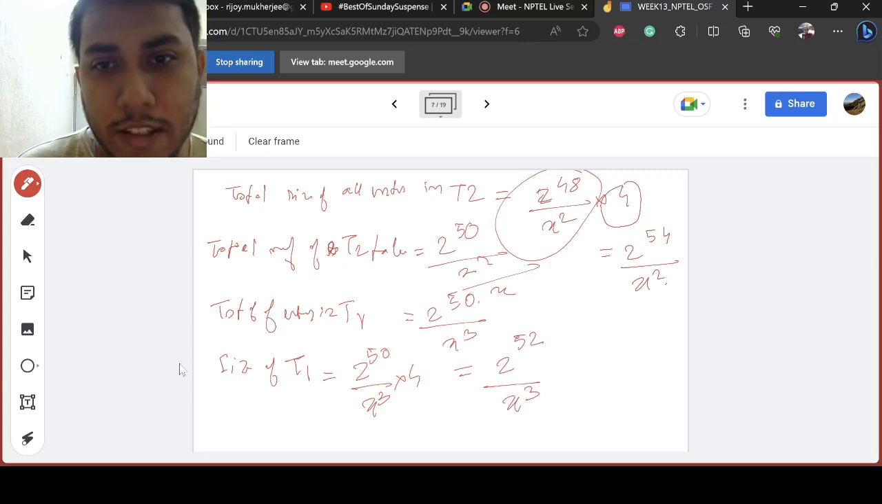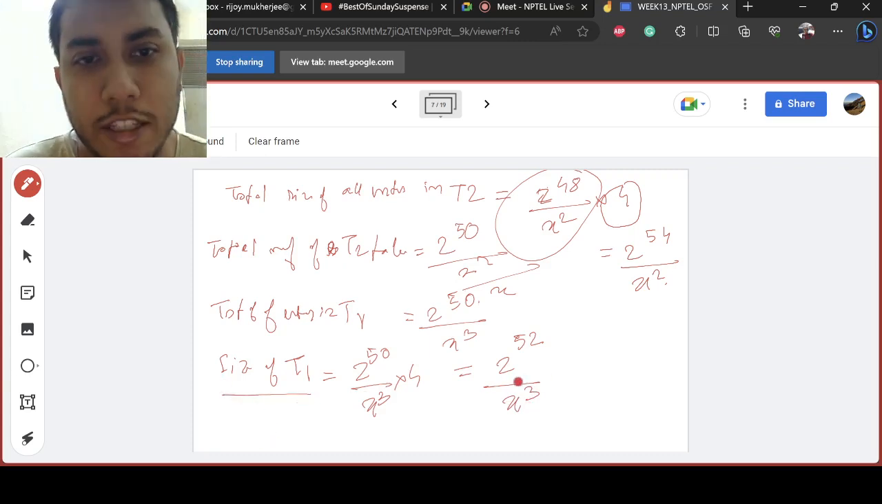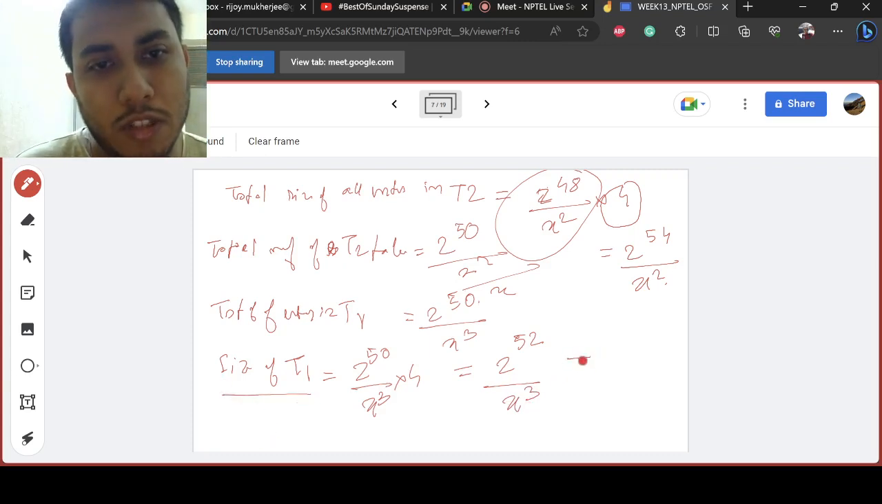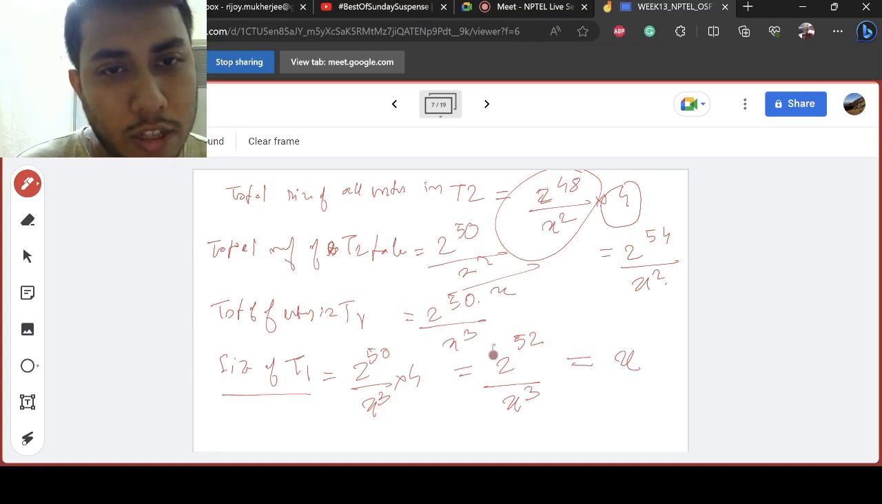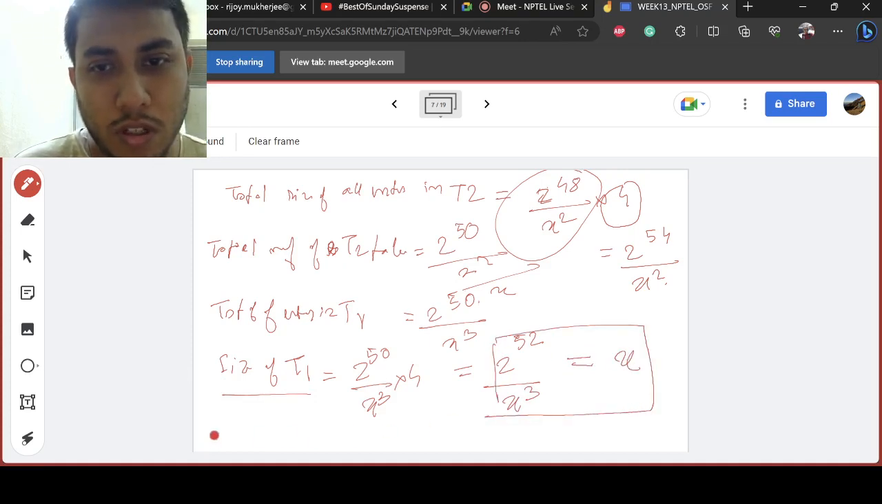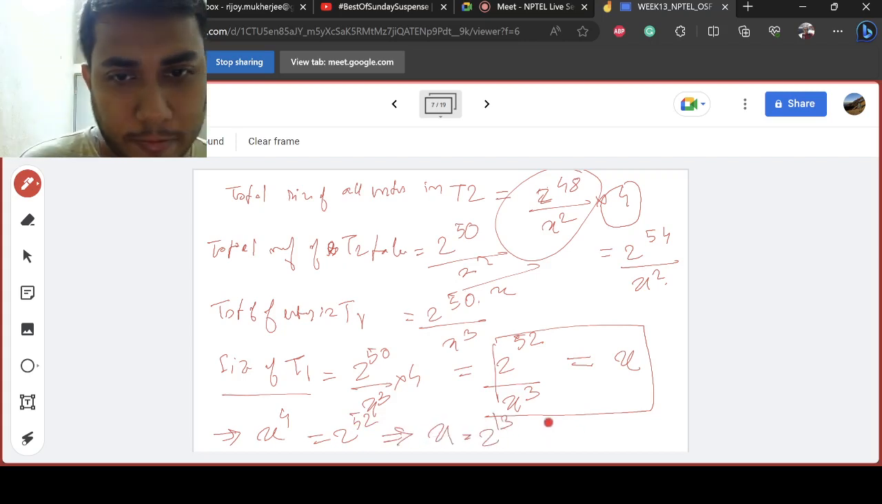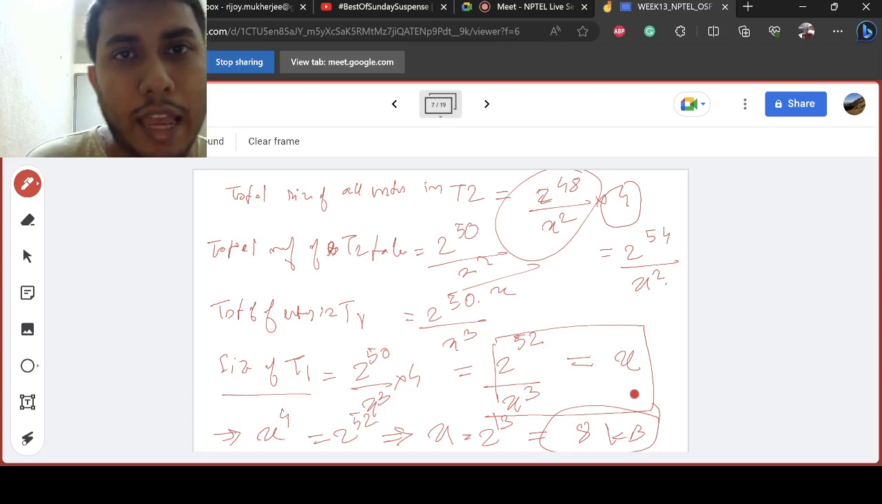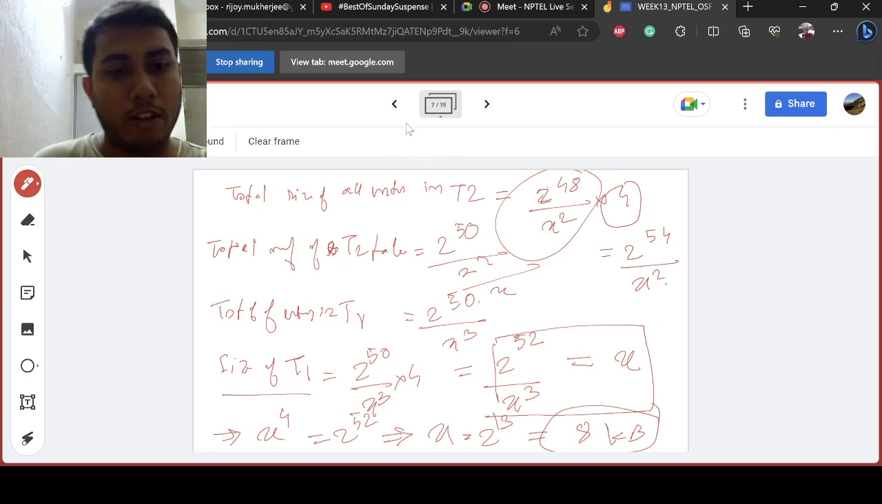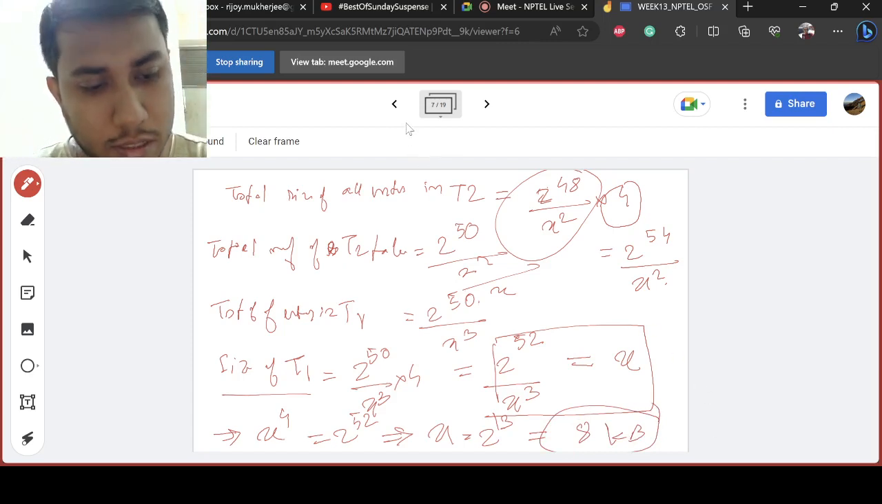Now this is the size of T1, and we all know the size of T1 is the size of one page, so this should be equal to x. So this is our equation. If we solve, x to the power of 4 is 2 to the power of 52, or x is equal to 2 to the power of 13. So that is 8 KB. So the correct answer is 8 KB. So the size of each page is 8 KB.